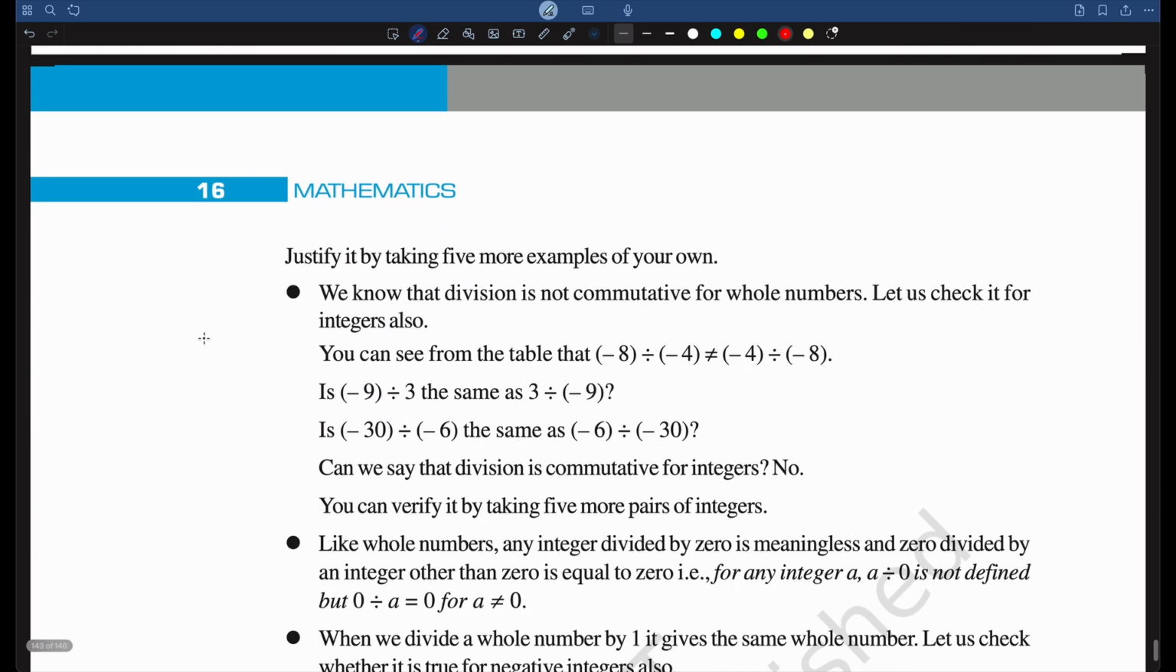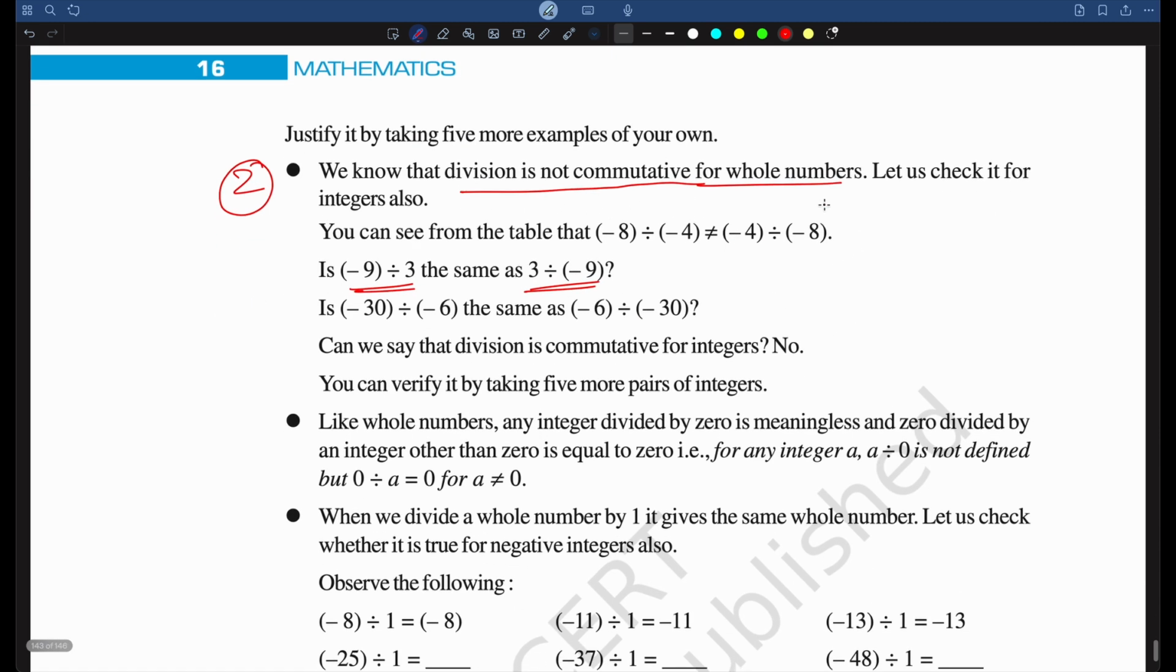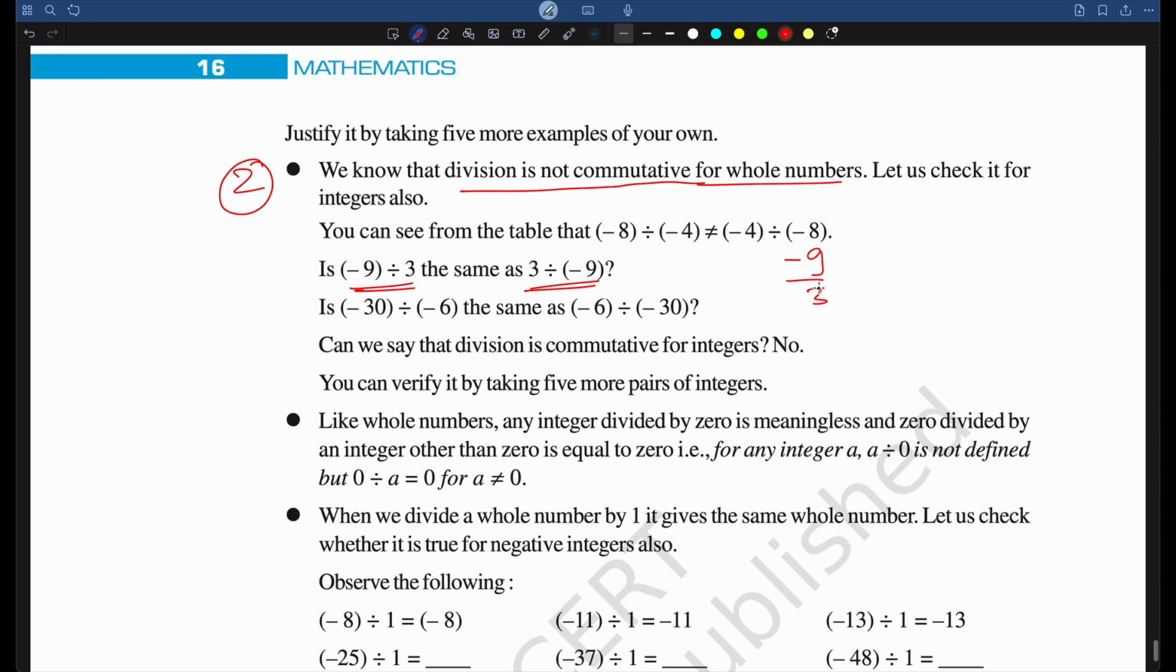Now second property, that is division is not commutative for whole numbers, and let us check for integers, that is 9 divided by 3 and 3 divided by 9, that is minus 9 divided by 3, that is equal to minus 3, and 3 divided by minus 9, that is minus 1 by 3. These both are not same, hence we can say that division is not commutative for integers.